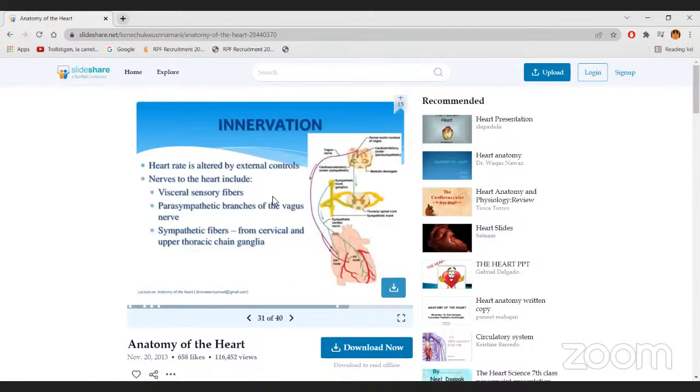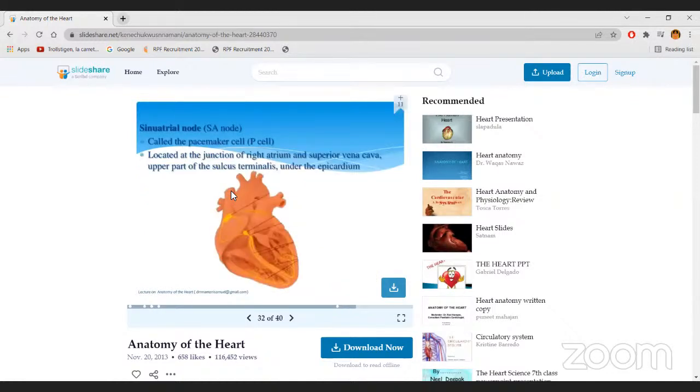Next one, innervation. Heart rate is altered by external controls. Nerves to the heart include visceral sensory fibers, parasympathetic branches of the vagus nerve, and sympathetic fibers from cervical and upper thoracic chain ganglia. So this is the sinoatrial node, SA node.